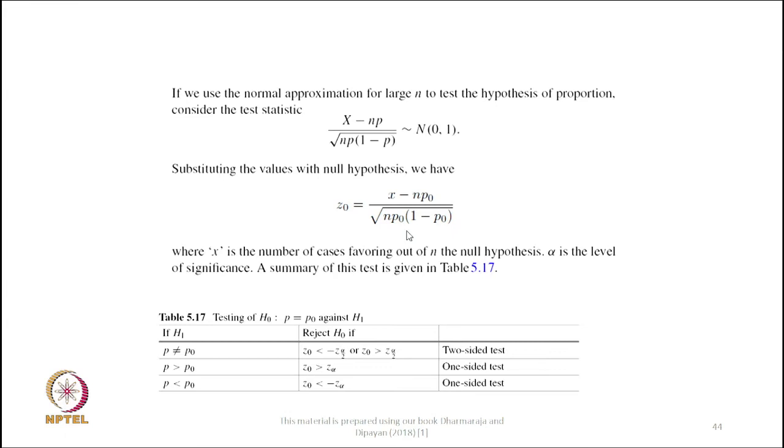For a two-sided test, it may be on the left side or the right side. If it is a one-sided test, then accordingly you can find out whether the z naught is within the critical region or not. Accordingly, you can conclude the rejection of the null hypothesis.